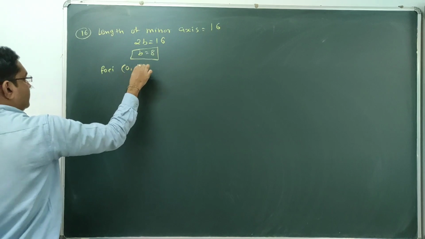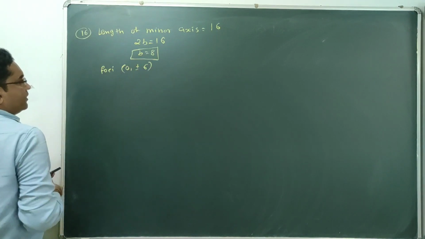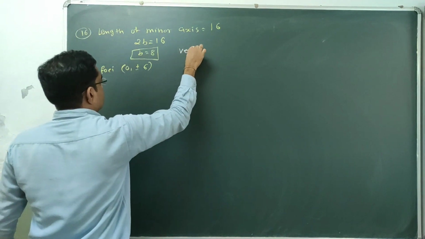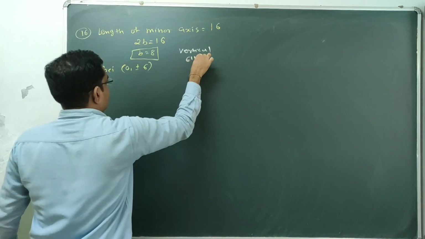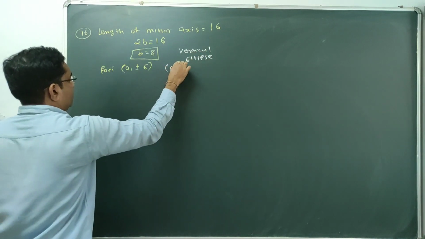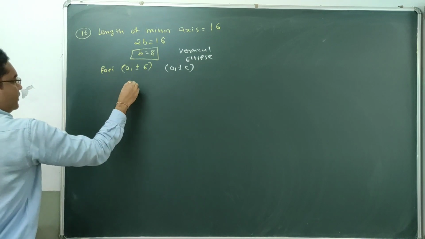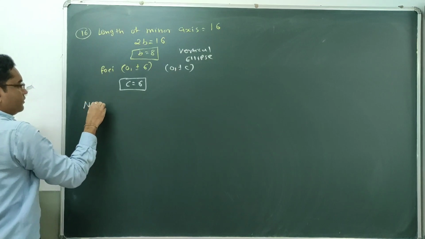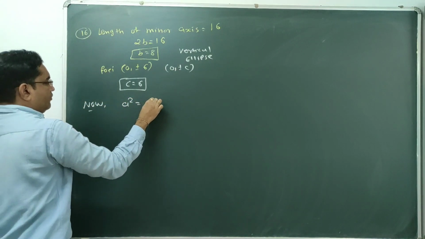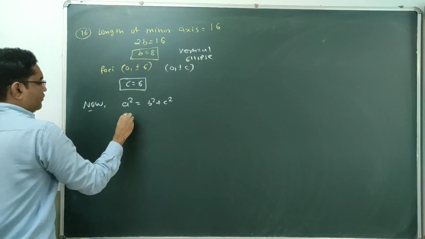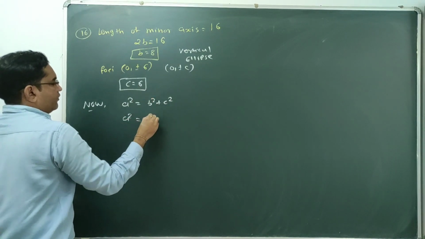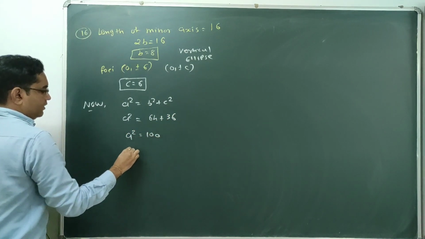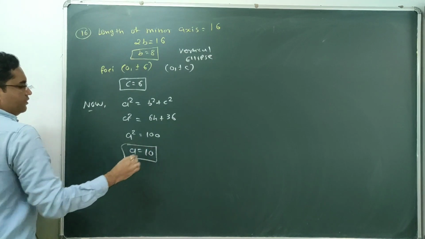Also we are given foci. Coordinates of foci are 0, plus or minus 6. Done. So foci lie on the y-axis, so it's a vertical ellipse, and coordinates of foci will be 0, plus or minus c. Therefore the value of c is 6. Now we require the value of a. Now a square equals b square plus c square. So a square will be b square, 8 square, 64, plus c square, 36. So a square will be 100. A will be 10.